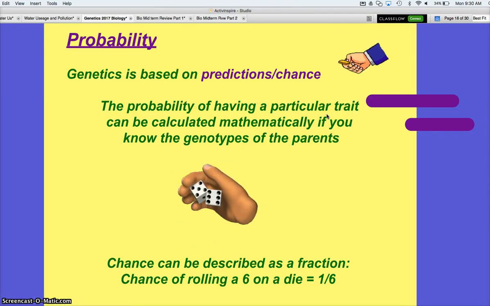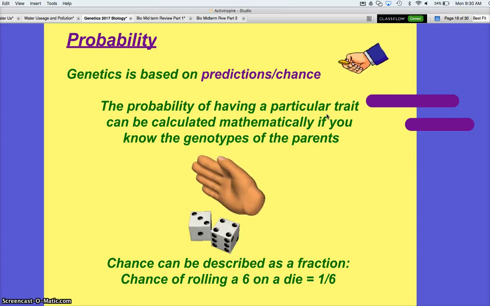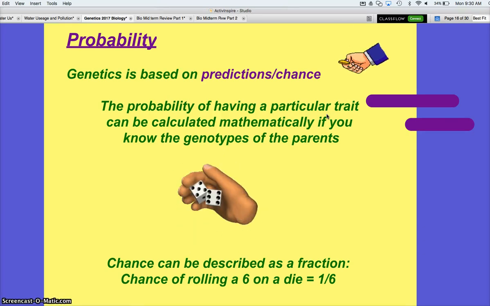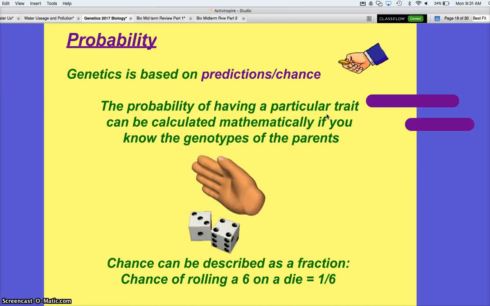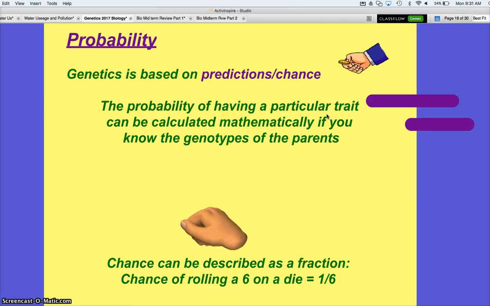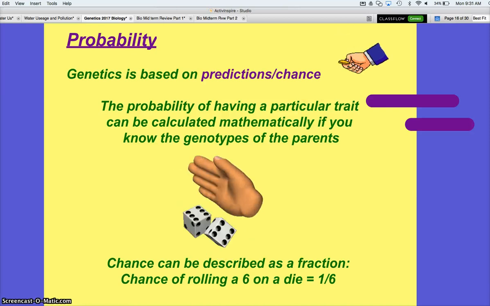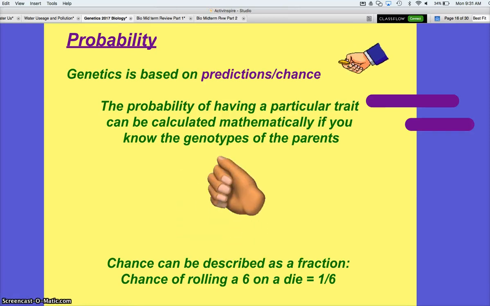I'm not going to ever know that if I have a baby, my first baby is going to be this. What I'm going to know is that every time there's fertilization, there's going to be this much percent chance that the offspring will have these traits, okay? So we're going to practice this because that's what you're going to have to use on the test, okay?